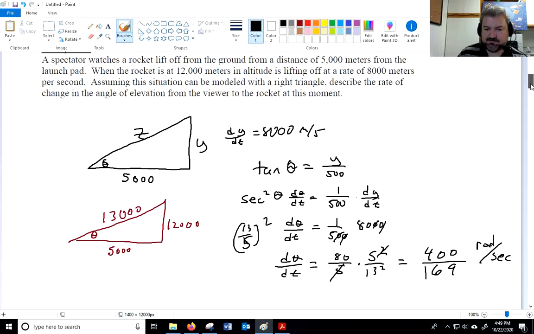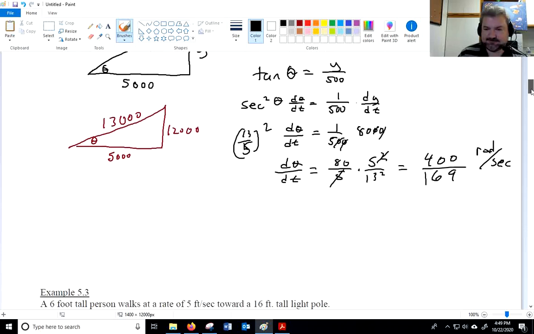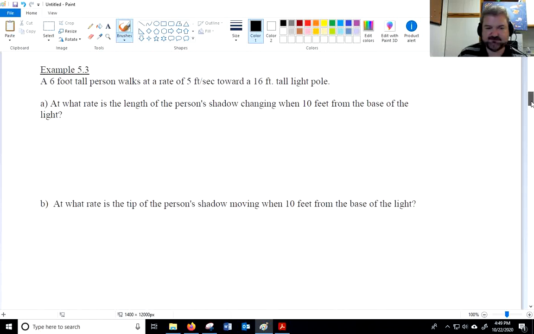All right. Let's take a look at our next problem. A 6-foot tall person walks at a rate of 5 feet per second toward a 16-foot tall light pole. At what rate is the length of the person's shadow changing when 10 feet from the base of the light? All right, so we've got a 16-foot tall light pole, and we've got a 6-foot tall person. And what's happening is that light is casting a shadow on the ground.